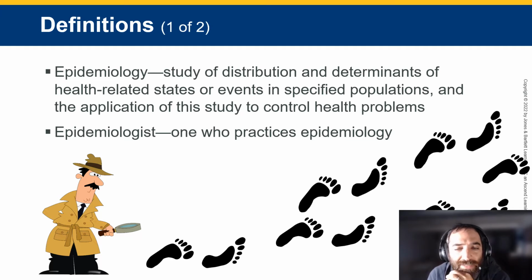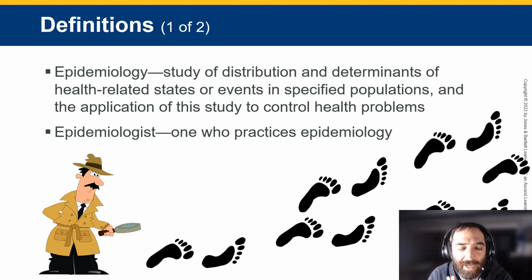Epidemiology is the study of distribution, how it's distributed throughout a group, and the determinants of health-related states or events in specific populations, and the application of this study to control health problems. For many of the diseases that we actually understand today, like lung cancer, like heart disease, these things were not well understood before epidemiology looked at them.